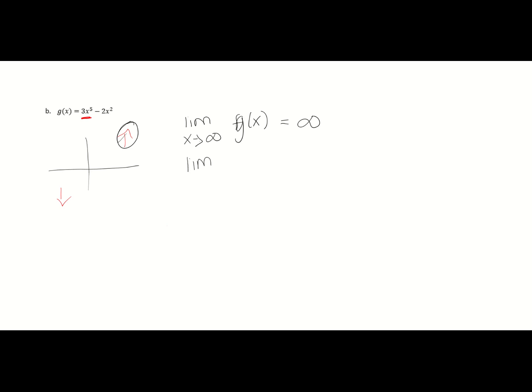And then you have the limit as x goes to negative infinity of g of x. Your graph shoots down, because when you put a negative number to a power of 5, it stays negative, and then you multiply it by 3. So it will also be negative infinity.